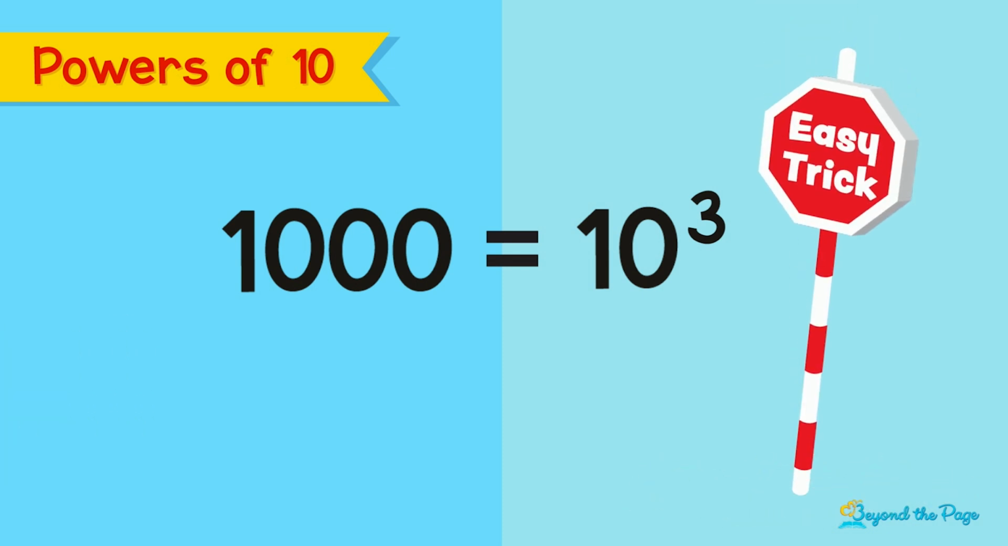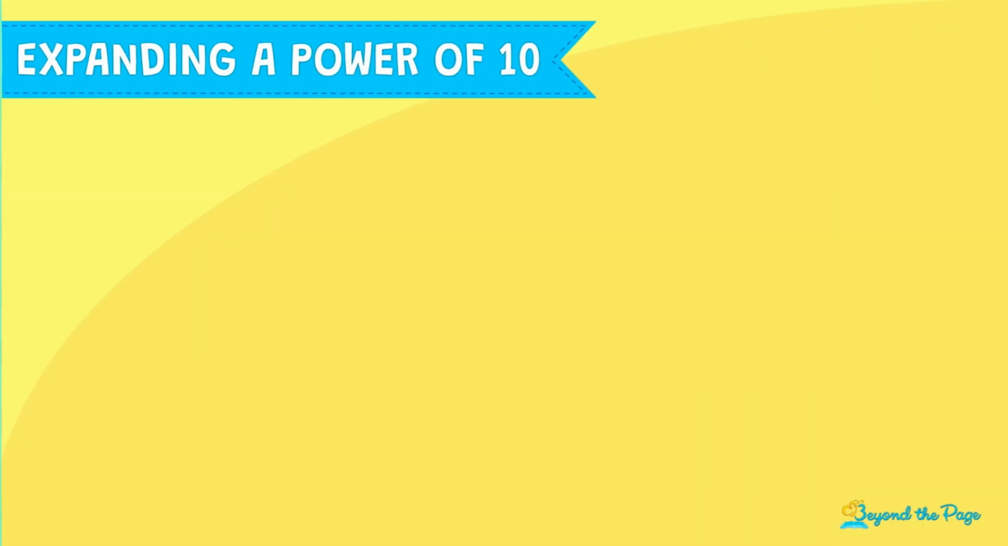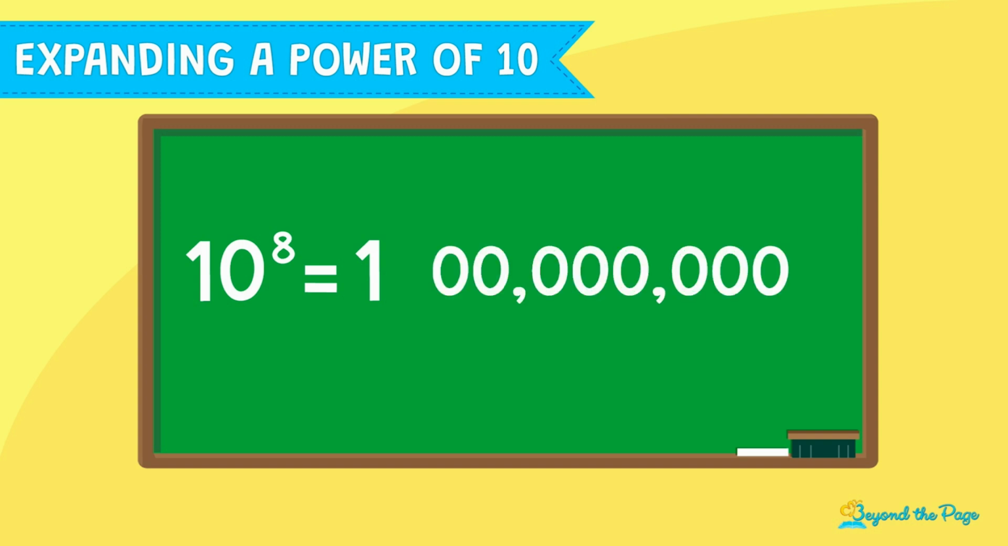An easy trick to write powers of 10 in exponential notation is to count the number of zeros. That number is the exponent for the base of 10. Let's look at some more examples. The opposite is also true. You can easily expand a power of 10 shown in exponential notation by writing a 1 followed by the number of zeros shown by the exponent. So, 10 to the 8th power is written as this.